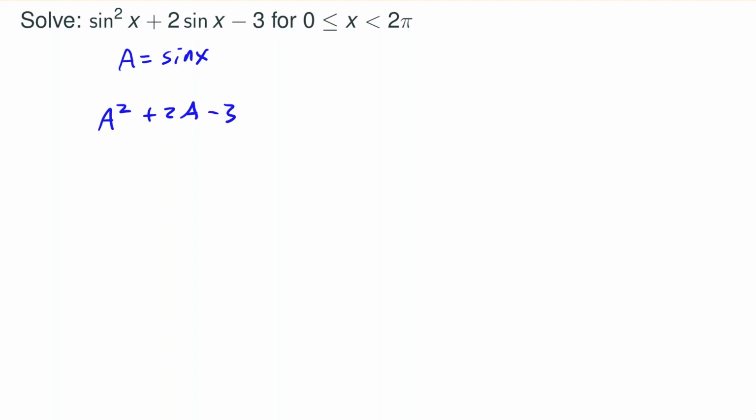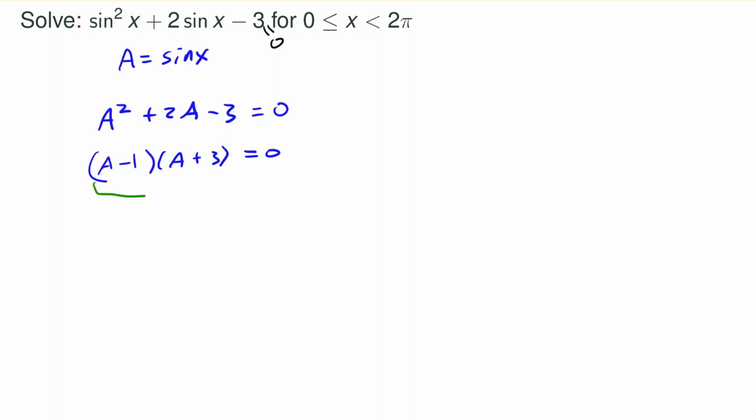Oops, actually I forgot to type 0 equals 0 here. So this should be equals 0. Okay. So then we can factor this: a minus 1, a plus 3 equals 0.